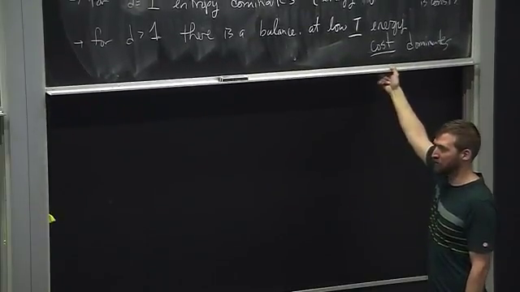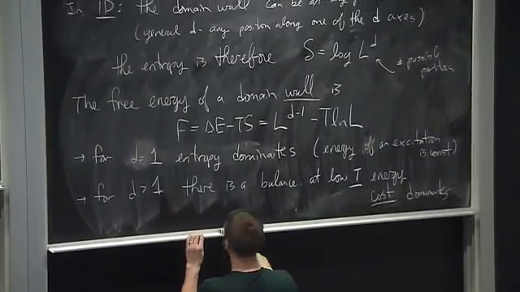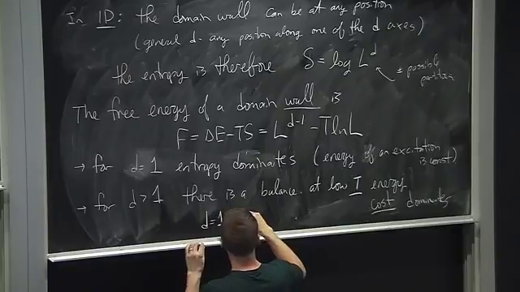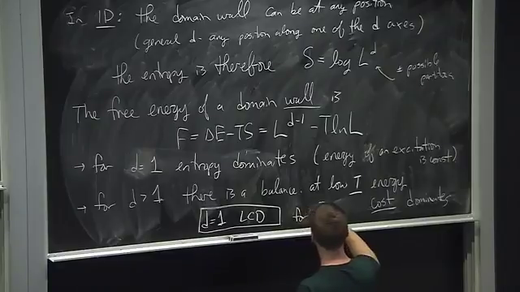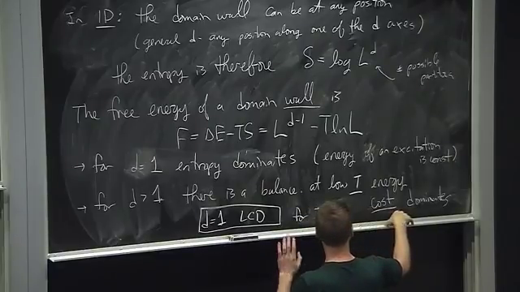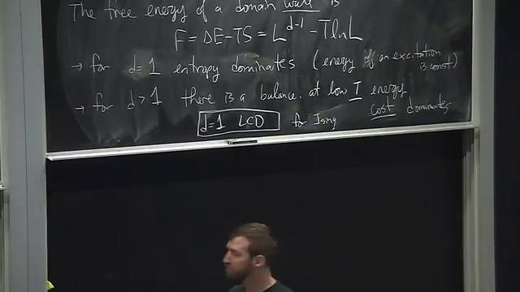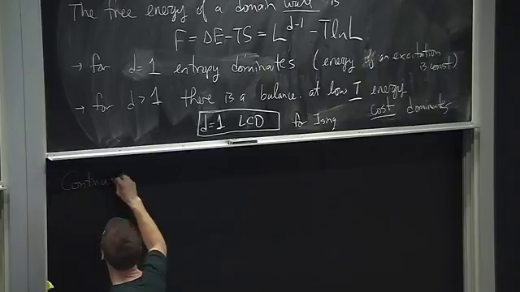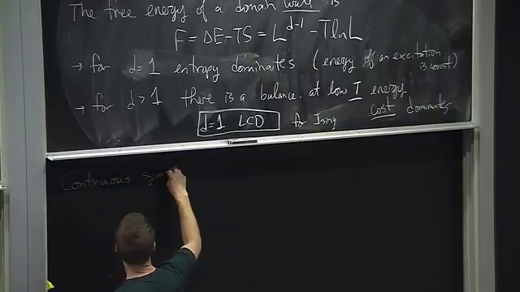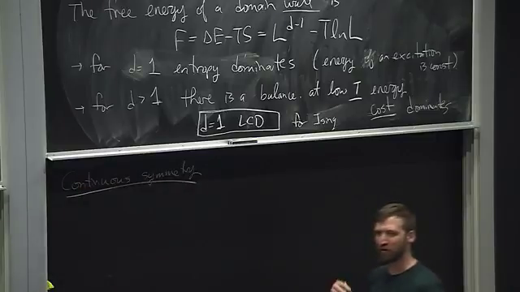But it doesn't matter because all I want to do is contrast this idea that D equals 1 is the lower critical dimension for Ising with what happens in the continuous case. So let's do the same kind of rough logic. Again, I just want to show it roughly. I just want to motivate this.